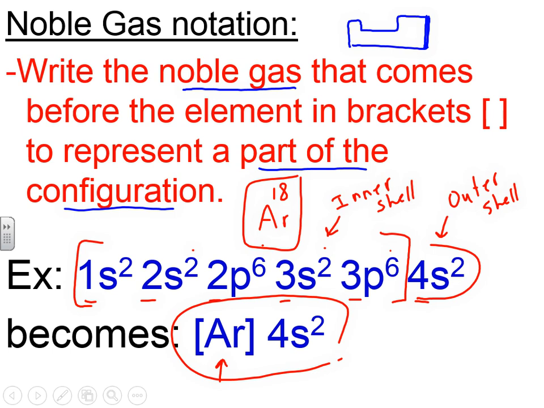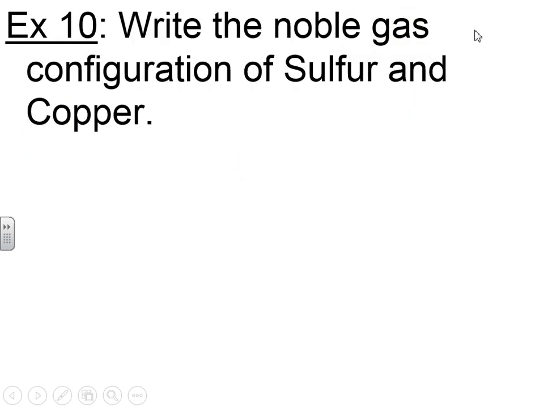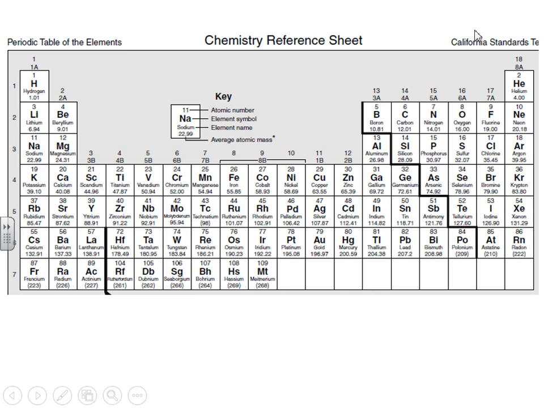Let's practice some of these. Let's go ahead and write the noble gas configurations of both sulfur and copper. So consulting the periodic table again, let's do sulfur first. Here's sulfur, element number 16. Now the noble gases are the last group, group 18. Here they all are. Part of the reason why they're called noble gases is because they are unreactive, they're very stable. And so that's why we use them for this configuration.